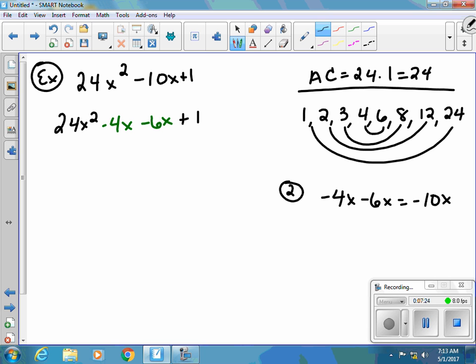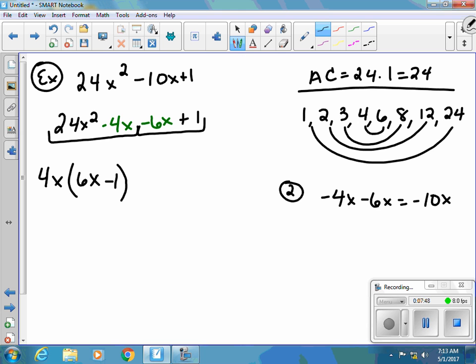plus 1. I'm going to go ahead and group 24 and negative 4, they both have in common that 4. They also have an x in common. 24 divided by 4 gives me 6. The x squared divided by x gives me a regular x. Notice I've got the 4x already, but it's negative, so minus 1.